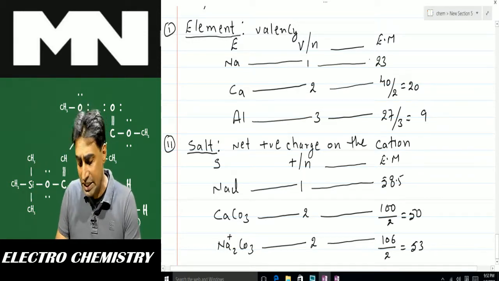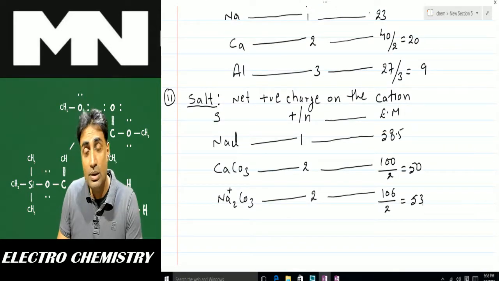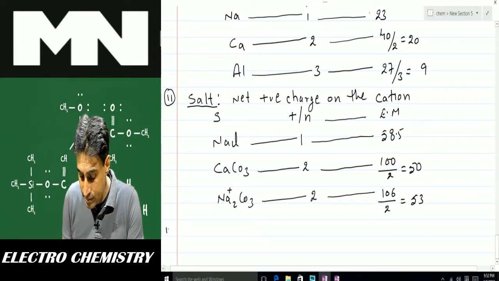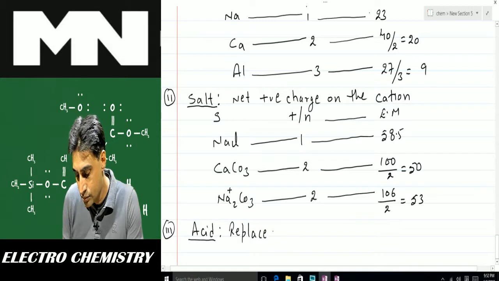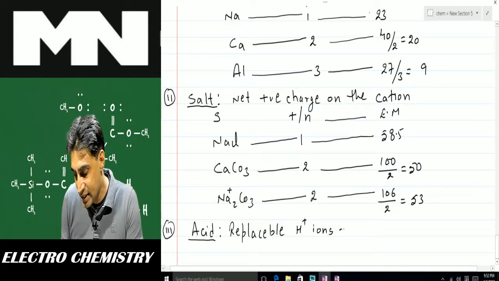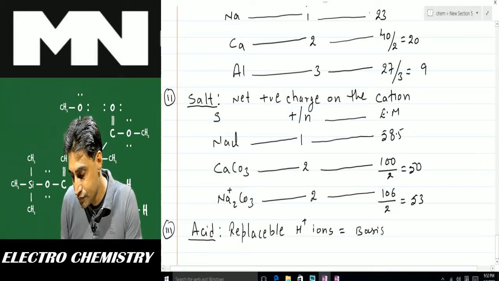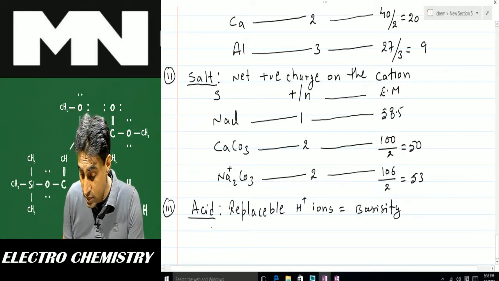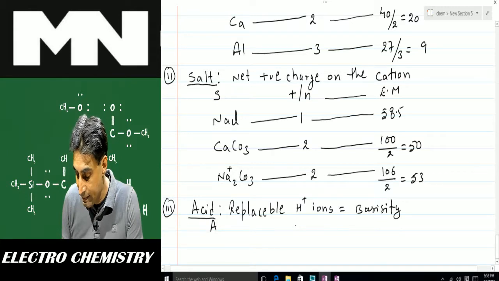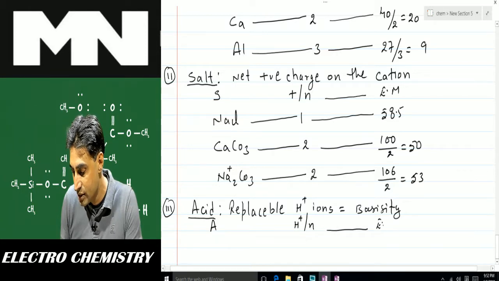So in case of salts, it's the net positive charge on the cation. Third, we'll see the n factor of an acid. The n factor of an acid is always equal to the replaceable H positive ions, and that is known as the basicity of the acid. Well, in that case, if we take an acid, we'll see its H positive ions, that will become its n factor, and we'll see its equivalent mass.